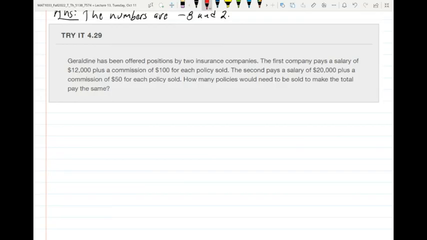First of all, the question asks how many policies need to be sold, and we need to know what they are. So let X be the number of policies sold. Let's assume that you're going to sell an X amount of policies in the year.